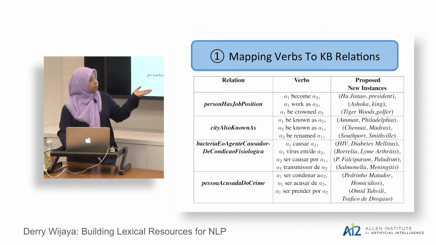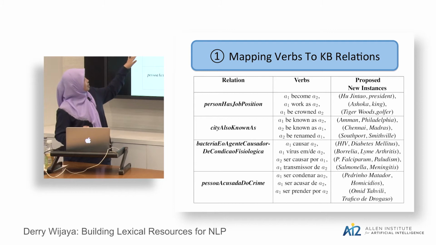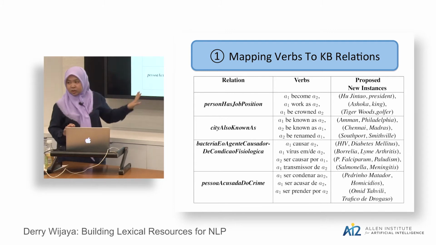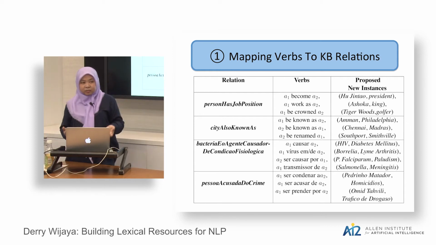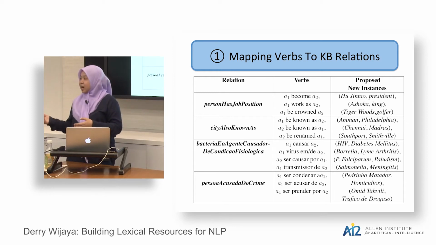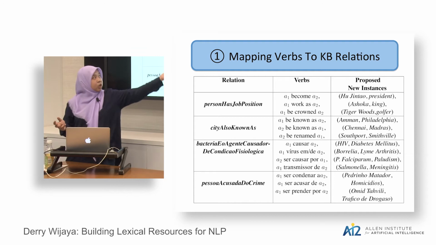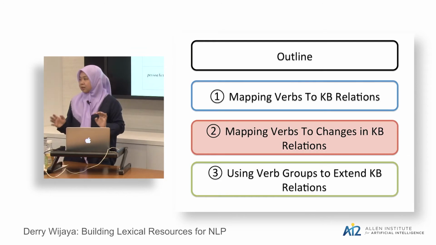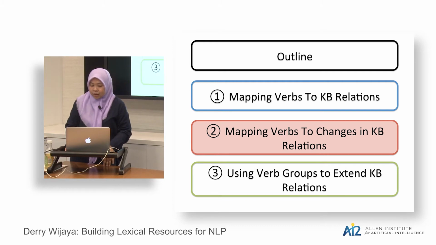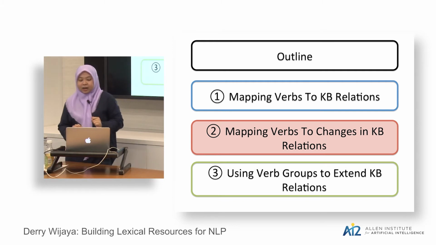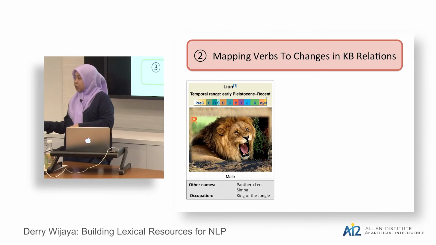So these are some examples of the mapping that we have from verbs to relations in both the English knowledge base and the Portuguese knowledge base. And also, since we build a classifier that classifies unlabeled entity pairs, we also get new instances for these relations that are not yet in NELL. And so that's the first part, how we map the verbs to the knowledge-based relations.